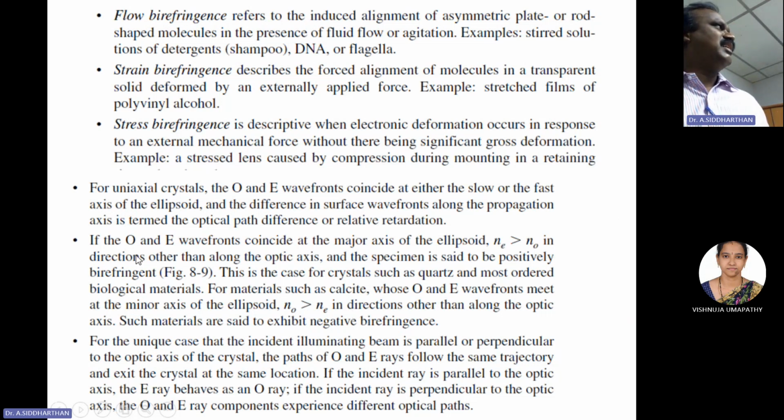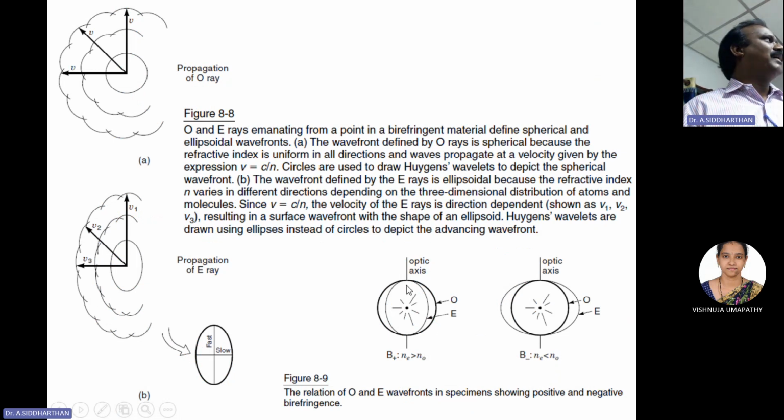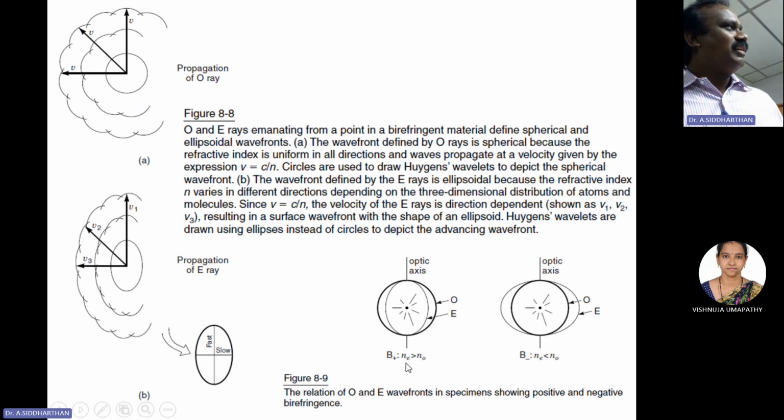In all these cases, we say that there are two different wavefronts coming out at different speeds. Now this is what we want to say. Along the optic axis of a birefringent crystal, one ray is going as a dot, another is going as a horizontal. Whenever the extraordinary refractive index is higher than the ordinary refractive index, what do you see in these two? Along the optic axis, it is going at the same speed as the ordinary ray.